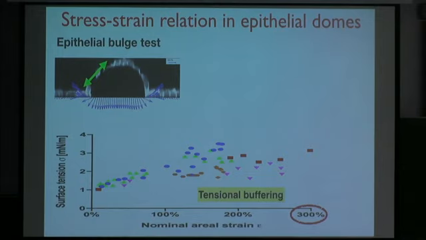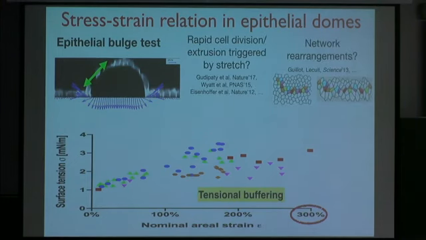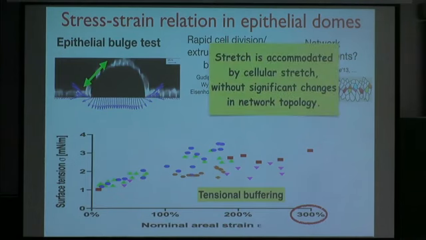So a number of mechanisms have been proposed to explain tensional homeostasis in cells. One of them would be that there is a rapid cell division. So you stretch, and then you have more material being accreted, and this is why you can control the tension. However, in the experiments, the stretch is accommodated by cellular stretch without any significant network rearrangement. So really here you're stretching these cells up to very large amounts.